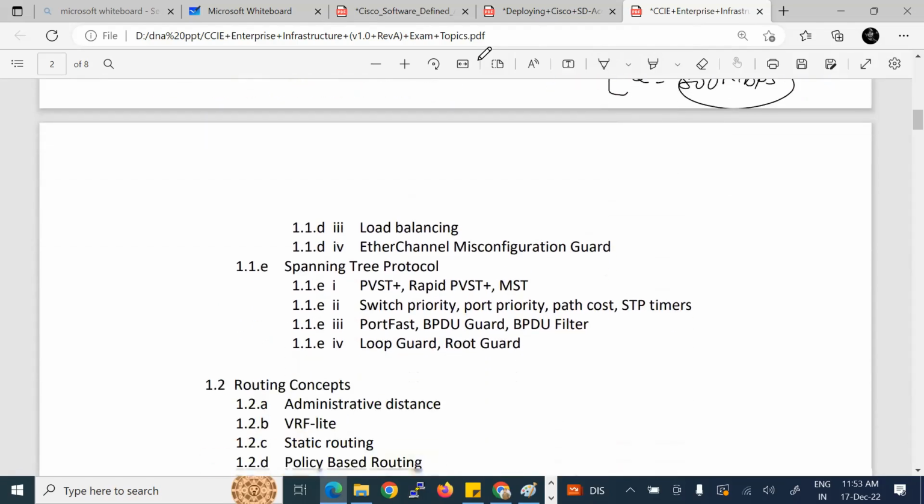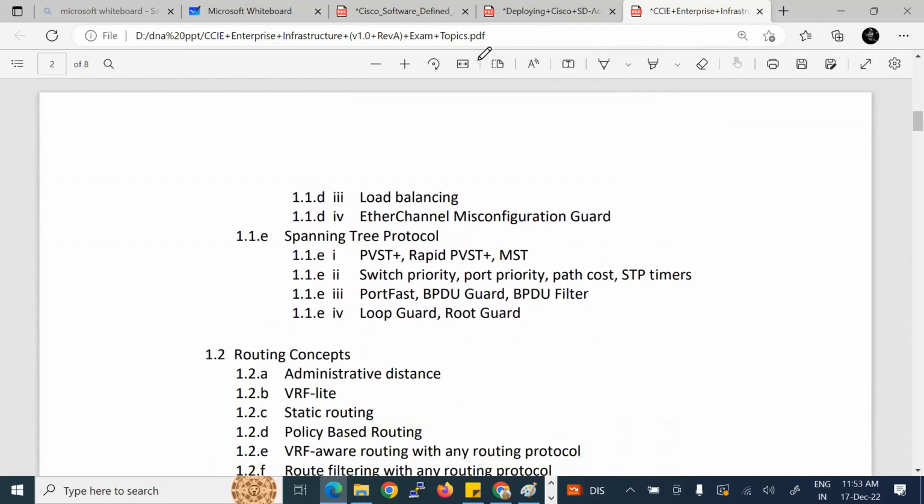Then in EtherChannel, one more important topic is load balancing: how the traffic load will be distributed among the links. If you bundle 8 links and the switch receives the traffic, the switch has to load balance the traffic on the links. So how will a switch decide which interface will be used? For that, we have a load balancing algorithm, which is being used in the network.